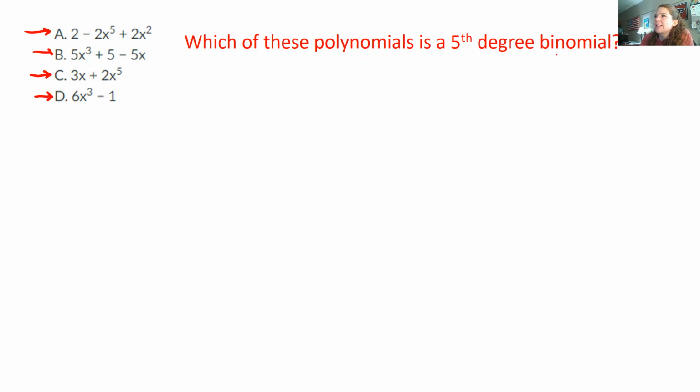Now, the way we get this term, of course, is by how many terms there are. So this is a third degree binomial because there's 2 of them. The first one is a fifth degree, but it has 3 terms, so it's not a binomial. It has 3 terms, so they just classify it as a polynomial. However, letter C does have exactly 2 terms, which makes it a binomial, and it has an exponent of 5. That's the greatest exponent, and so it is a fifth degree binomial.